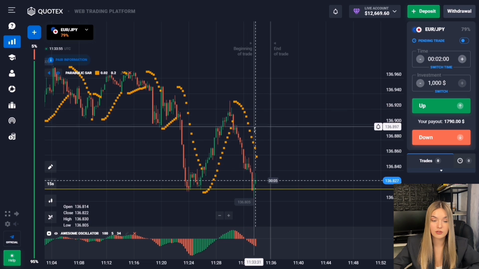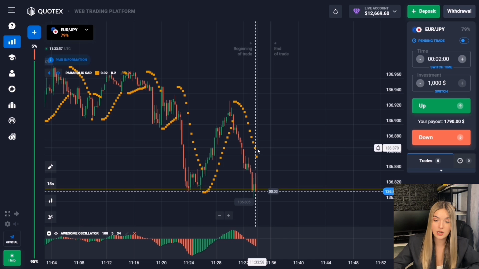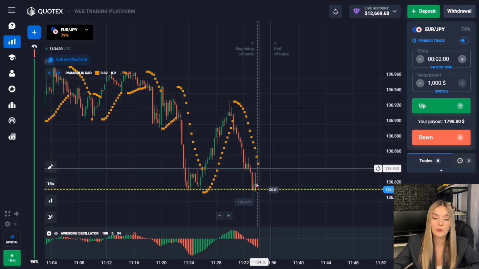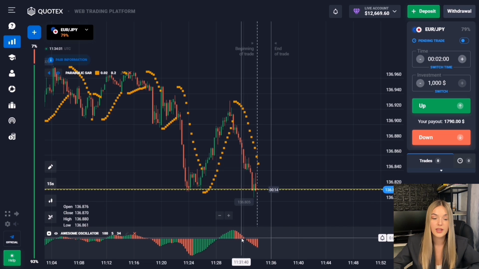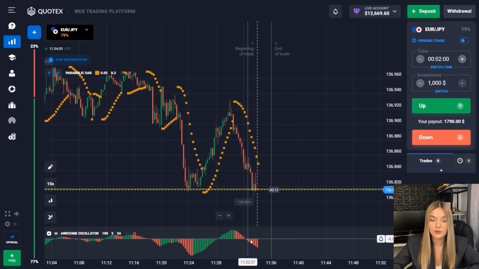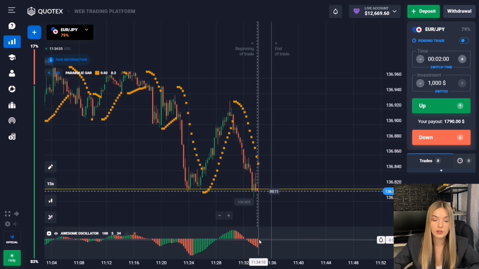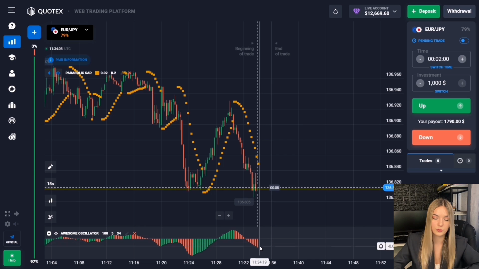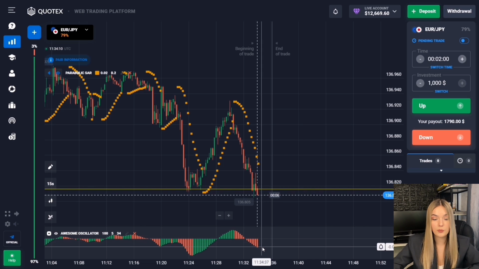Also, the red histogram approached the horizontal line with a mark of 0 and after that a histogram began to form under the horizontal line with a mark of 0. Each subsequent column was longer than the previous one, which in turn also suggested to us that in the near future the volumes on the decline would grow. And as you can see, the price really continued its movement to this level.